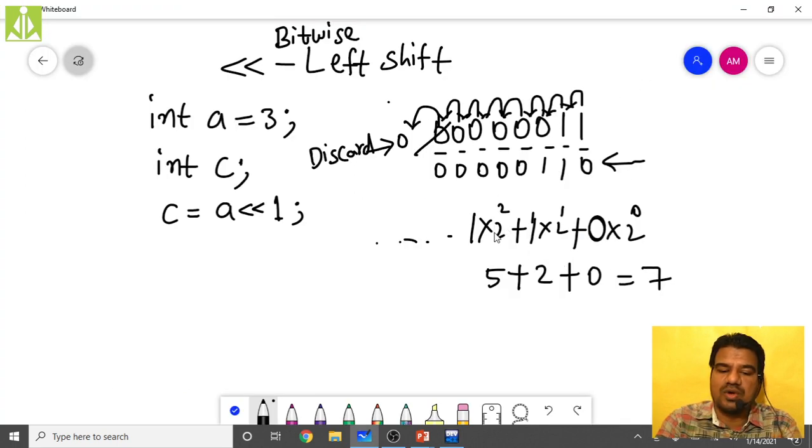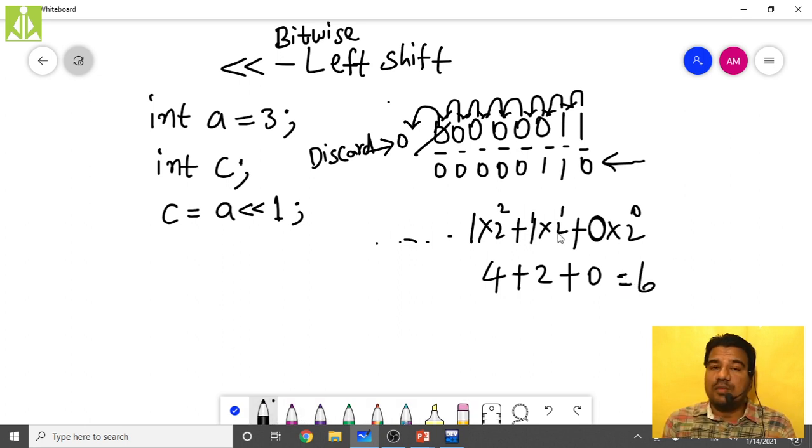Okay, 2 power 2, sorry, this is 2 power 2 multiplied with 1. So this value is 4 only, right? I have made a mistake over here. So this value is 4 only. So 4 plus 2, you will get 6 only. Okay, yeah, hopefully you understood this one.